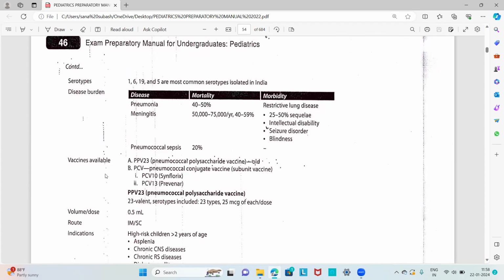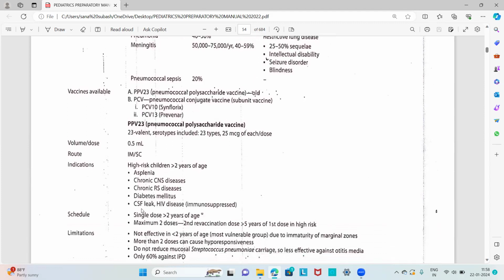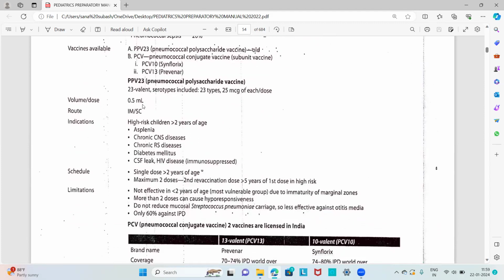And vaccines available are the pneumococcal polysaccharide vaccines. And now we have the pneumococcal conjugate vaccine, that is a subunit vaccine. So what are the examples for the subunit vaccine? That is the hepatitis B vaccine and the pneumococcal vaccine. So now we use the pneumococcal conjugate vaccine. The dose is 0.5 ml. The route is usually intramuscular, and at certain times we have to give it subcutaneously.